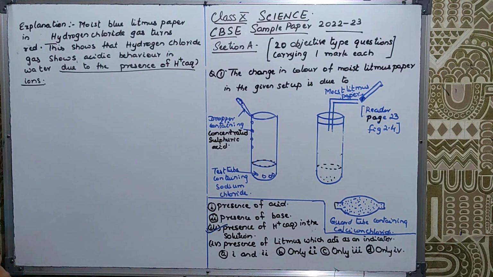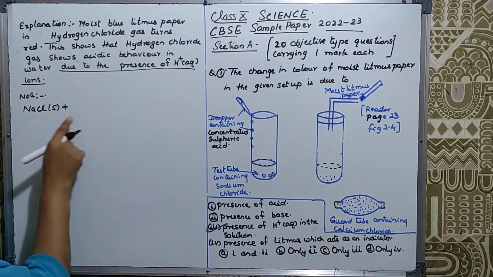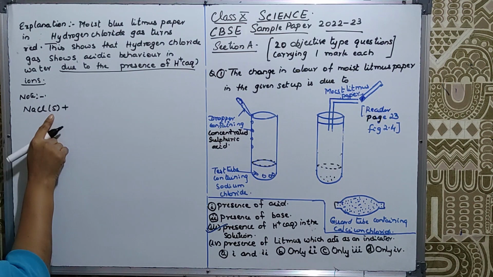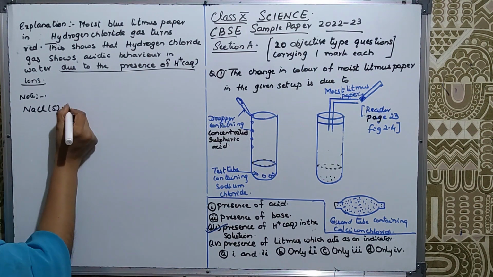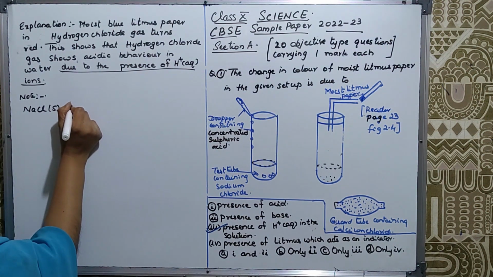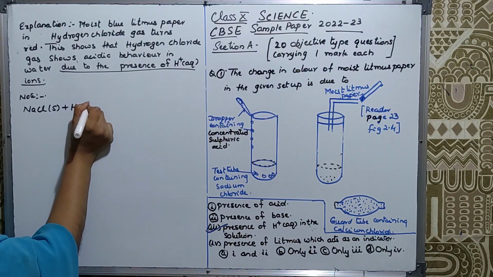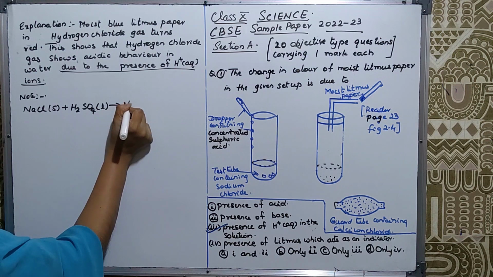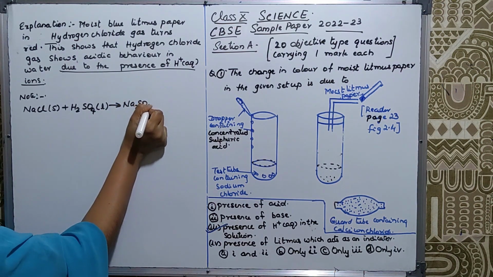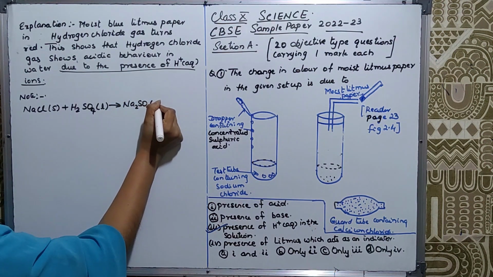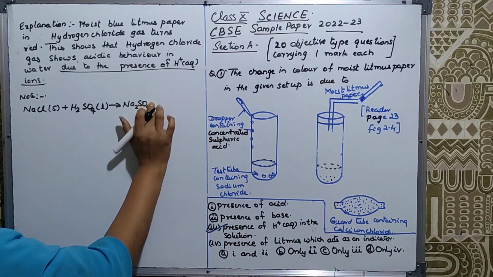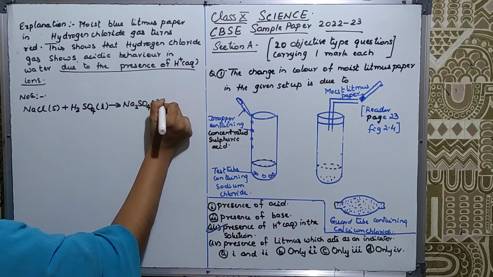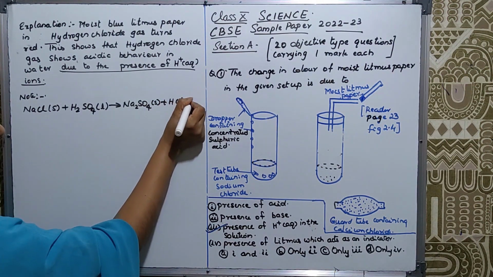Okay, thank you children. Let us also write the equation based on this reaction. Solid sodium chloride reacts with concentrated sulfuric acid, H2SO4, which is in liquid form, to give sodium sulfate, Na2SO4, in solid form, and hydrogen chloride gas, HCl gas.